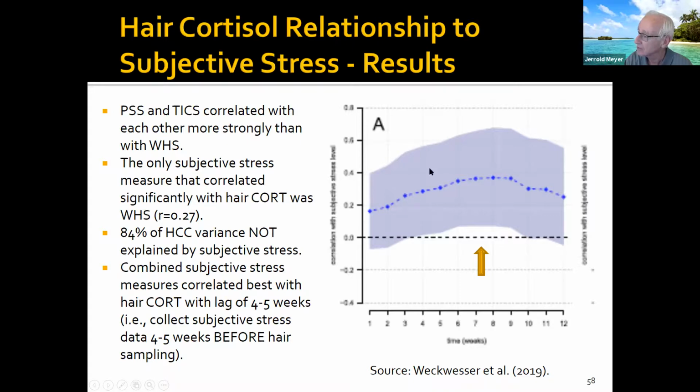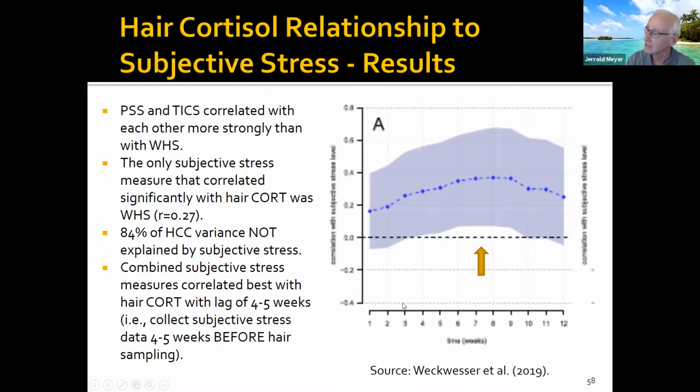This is the confidence interval here. I added, this is my addition to the graph. This is where the correlation peaks. And so the correlation in this study peaked about 4 to 5 weeks when it was measured 4 to 5 weeks before hair collection.